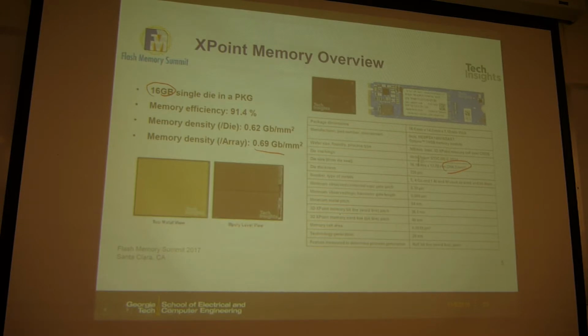And also, I think there are some other information you are interested in. For example, here, the word line bit line pitch is about 40 nanometer. And that means half of the pitch is the wire width, which is 20 nanometer. That is roughly your F. So this is the basic information from the 3D XPoint.